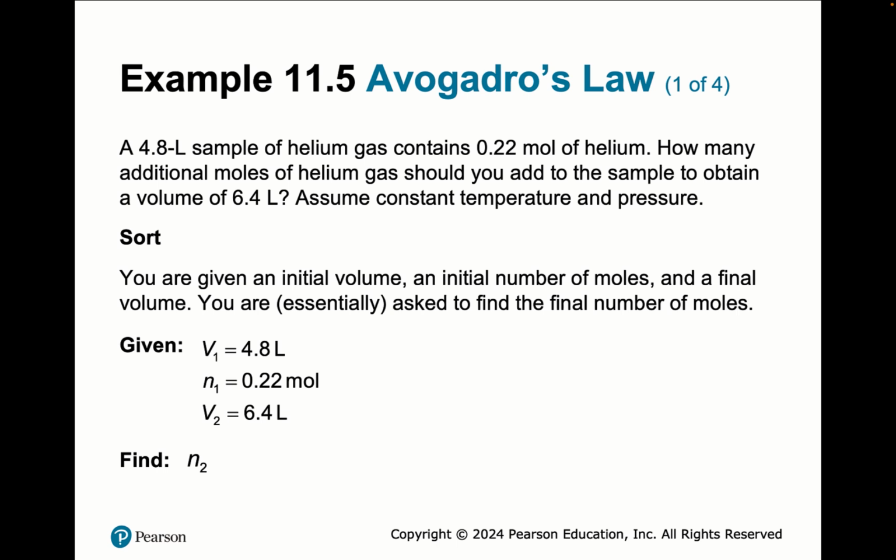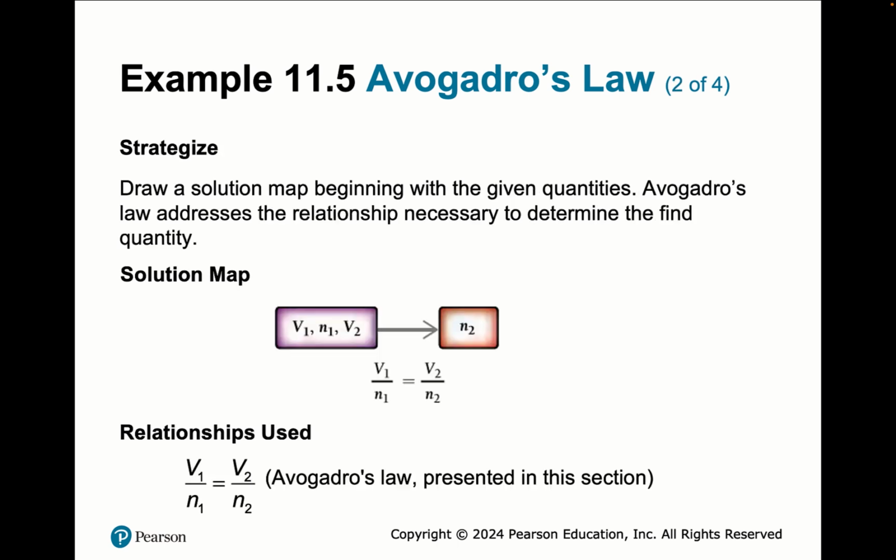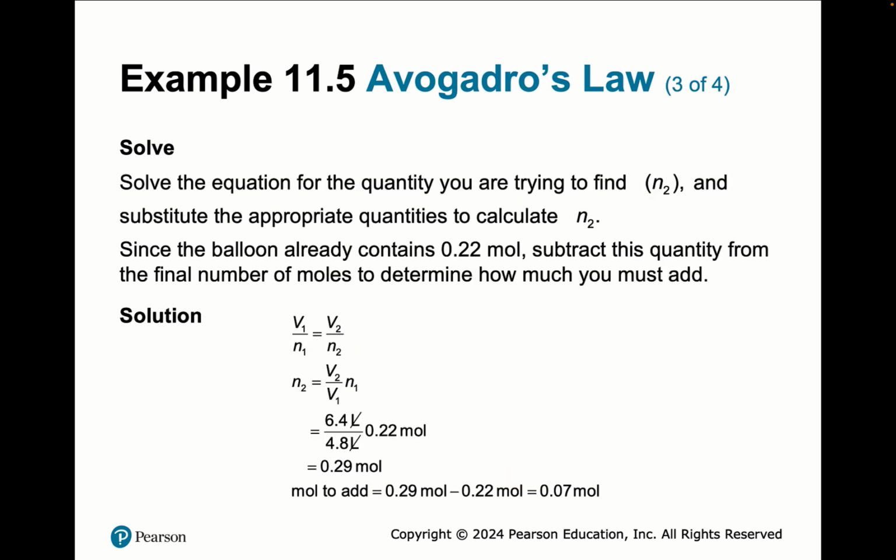So Avogadro's law. I always think about blowing up balloons with this one. Put more moles of gas, the balloon gets bigger. So a 4 liter sample contains 0.22 moles of helium. How many additional moles of helium do you need to obtain 6.4 liters? So this is just like the other ones, where it's a direct proportion, not inverse like Boyle's law. It's a direct proportion, and one equation, one unknown.